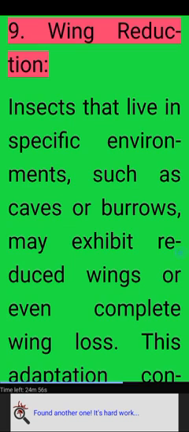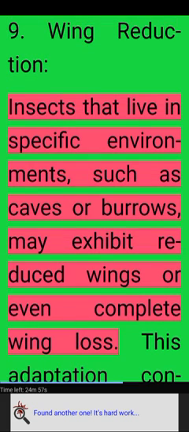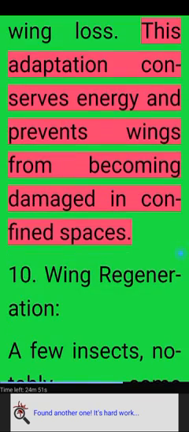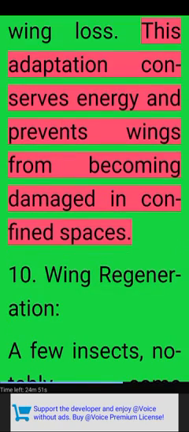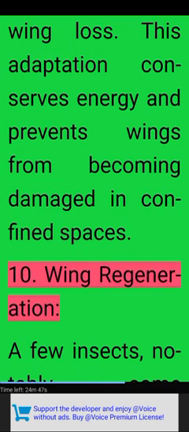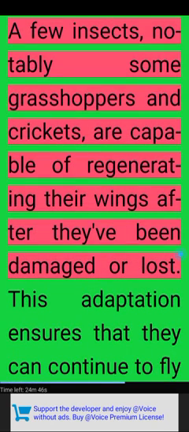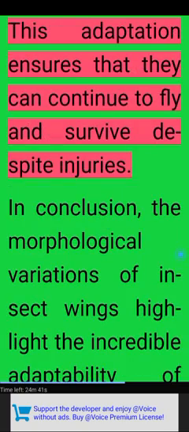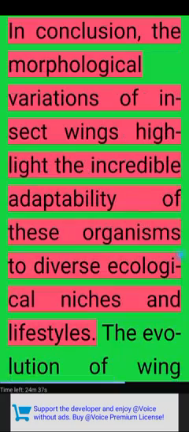9. Wing reduction. Insects that live in specific environments, such as caves or burrows, may exhibit reduced wings or even complete wing loss. This adaptation conserves energy and prevents wings from becoming damaged in confined spaces. 10. Wing regeneration. A few insects, notably some grasshoppers and crickets, are capable of regenerating their wings after they have been damaged or lost. This adaptation ensures that they can continue to fly and survive despite injuries.